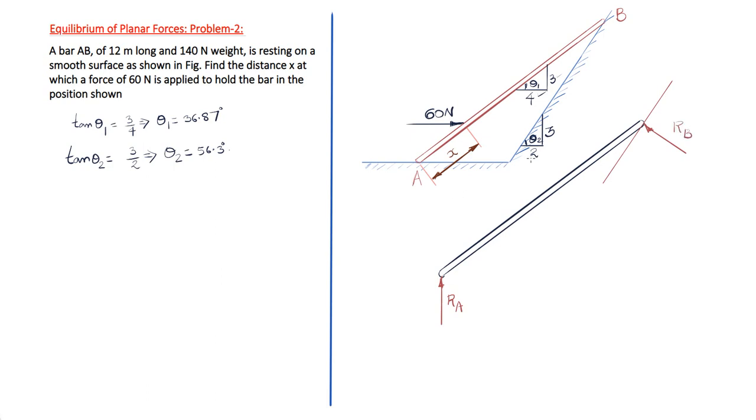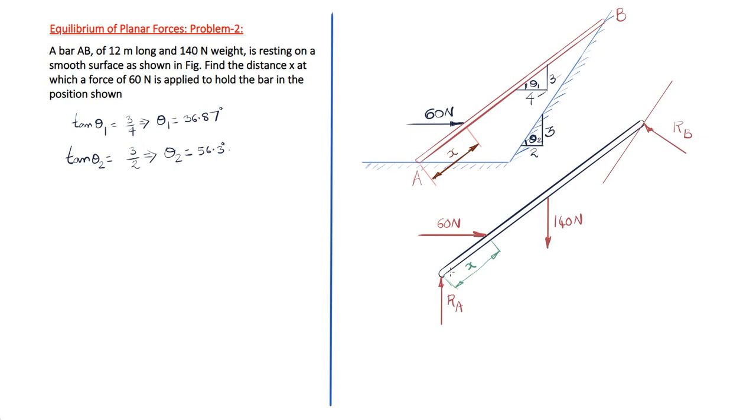What are the other forces acting on the bar AB? One is the weight of the bar, acting exactly at the middle of the length, vertically downward. Let us take the midpoint of the bar AB. This force acts vertically downward and is equal to 140 Newton. And there is one more force of 60 Newton acting horizontally, at a distance of x from point A. So these are the forces acting on bar AB.